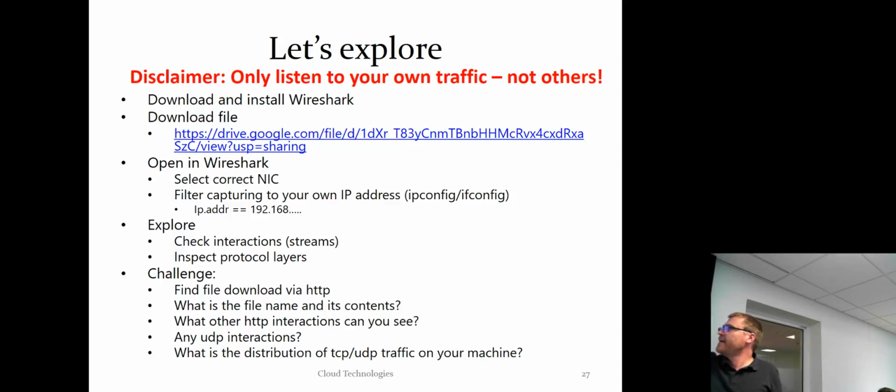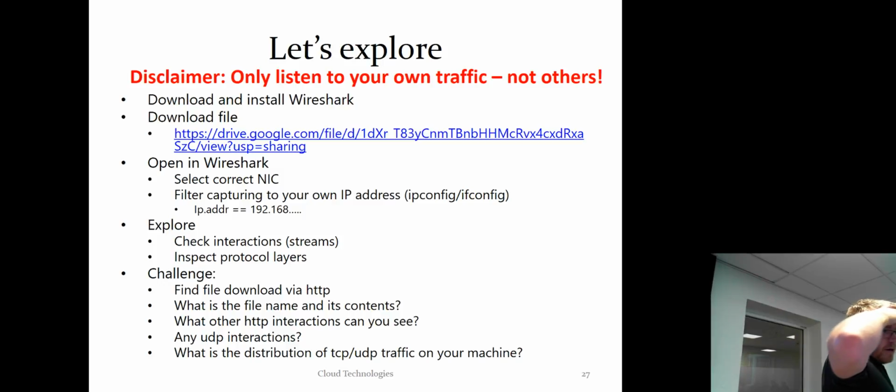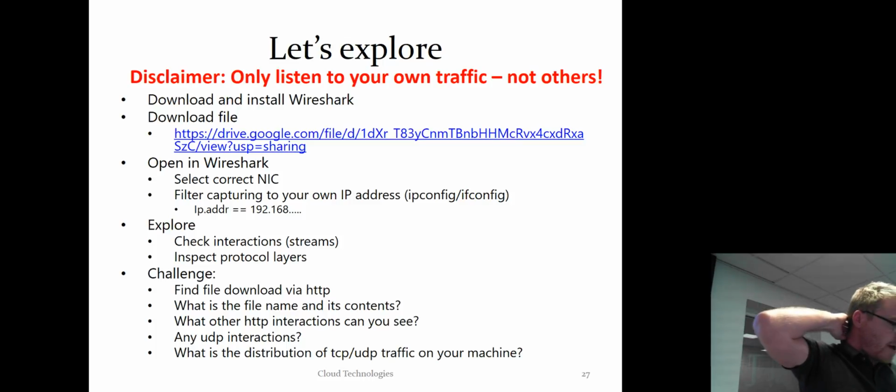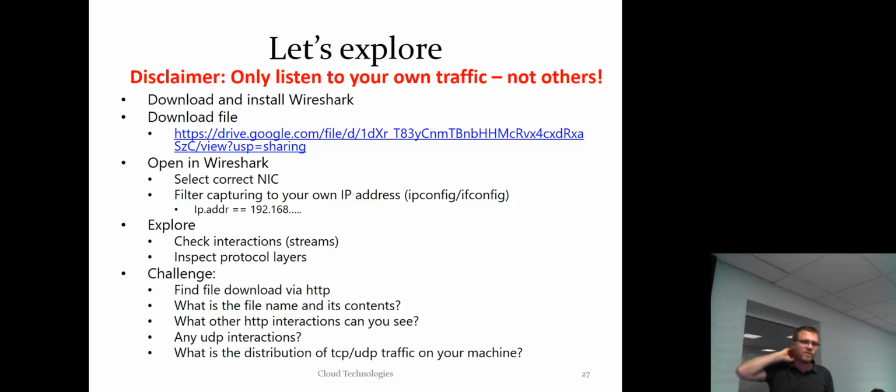And with respect to the file, try the following things. Find the file download via HTTP. What's the file name and the content? Do we see any other HTTP interactions? Any UDP interactions? And explore the distribution of TCP and UDP on your machine as well. I hope that gives you a better understanding of the layered system. I encourage you to work your way through it, and it entrenches a bit of what we have talked about, because there was a lot of talking from my side.